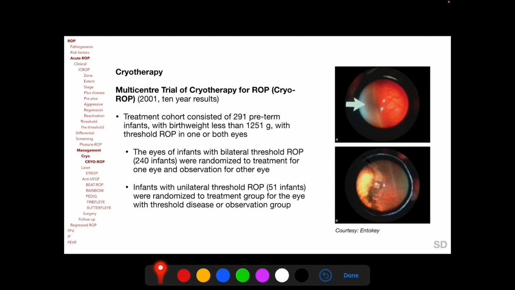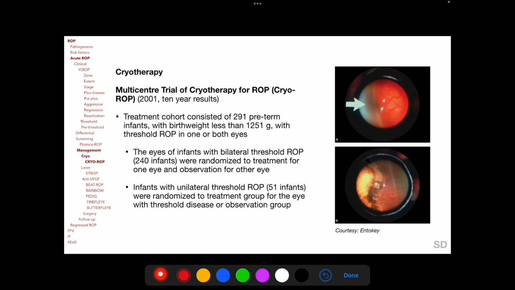The treatment cohort of the CRYO-ROP study consisted of 291 preterm infants with birth weight less than 1250 grams having threshold ROP in one or both eyes. The eyes of infants with bilateral threshold ROP, which comprised the majority of infants in the treatment cohort, were randomized to treatment for one eye and observation for the other eye. And infants with unilateral threshold ROP, comprising a minority of patients within the treatment cohort, were randomized to either treatment for the eye with threshold disease or observation.